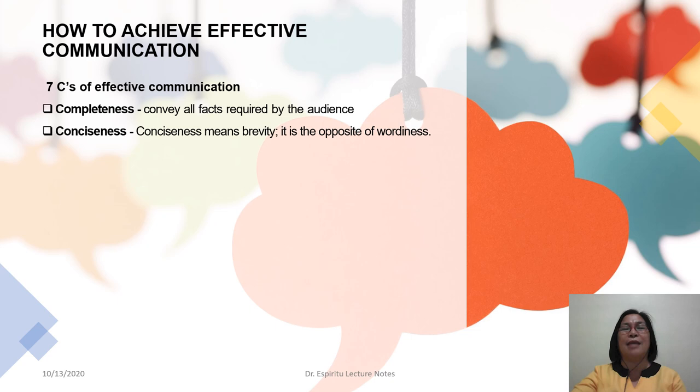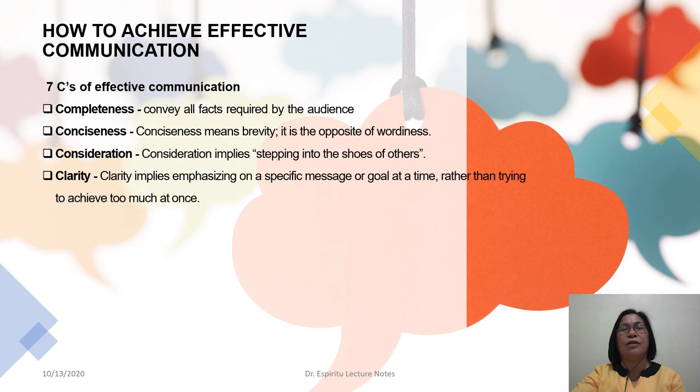Next, conciseness. Conciseness means brevity. Be direct to the point. Avoid a lot of words. Beating around the bush will make your communication process more confusing. Then consideration. Consideration implies stepping into the shoes of others or trying to think about how the person is going to receive the message. How will the person feel when he or she receives the message? Then clarity. It implies emphasizing a specific message or goal at a time rather than trying to achieve too much at once.